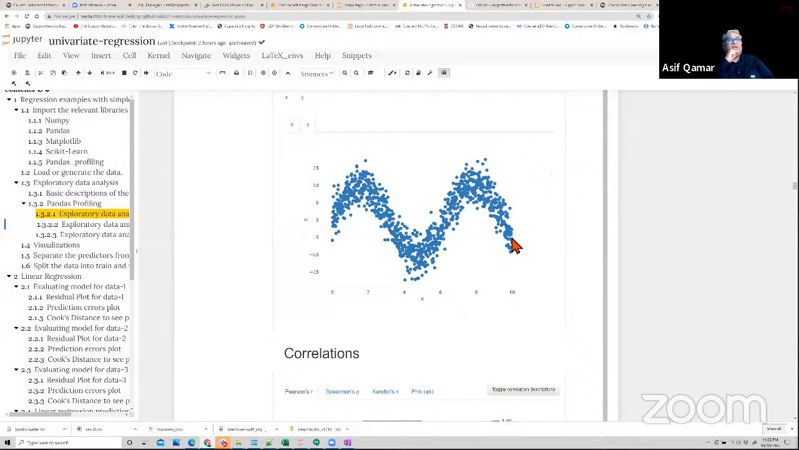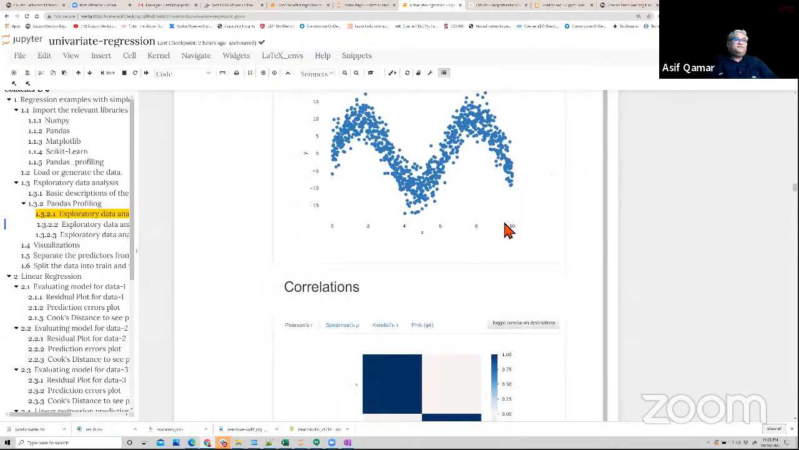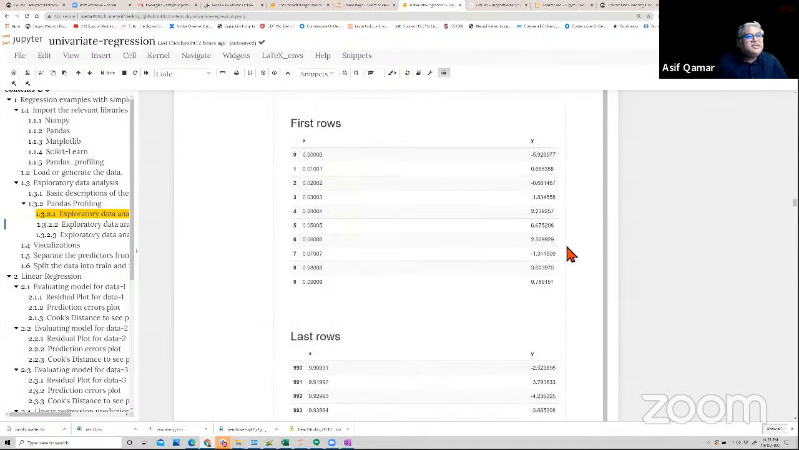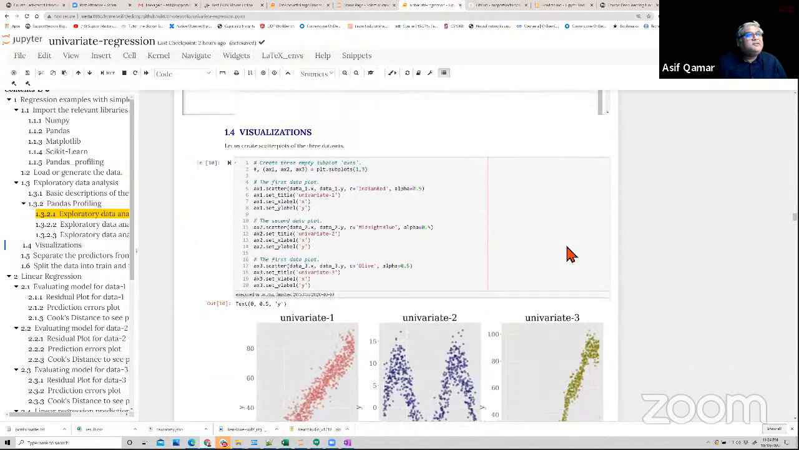In other words, it's not linear. The relationship is not linear. And so you can see the result also in this data set too. X and Y, what is the correlation? What do you see from this color? It's practically white, isn't it? Practically white means that it is a very low correlation between the two. Then no missing values. Now we go to data set 3.